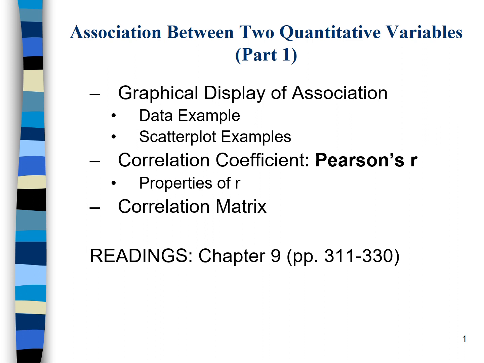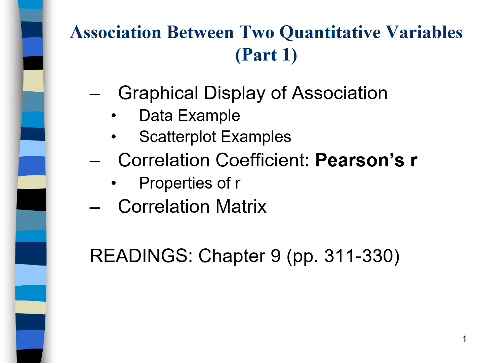To start off, we're going to look at some graphical displays, specifically something called a scatter plot. So I'm going to start us off with a small data example, briefly describe what a scatter plot is, and then go through some examples of how we can start to get a visual understanding or summary of the potential association between two variables by looking at a scatter plot.